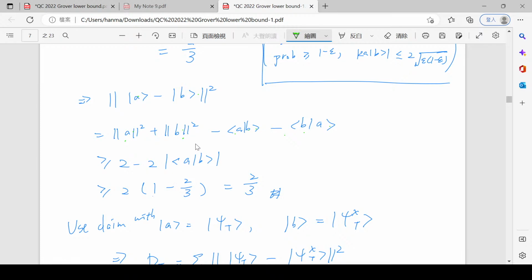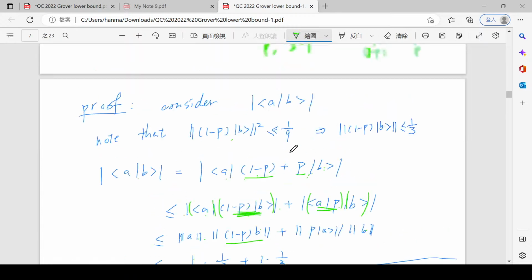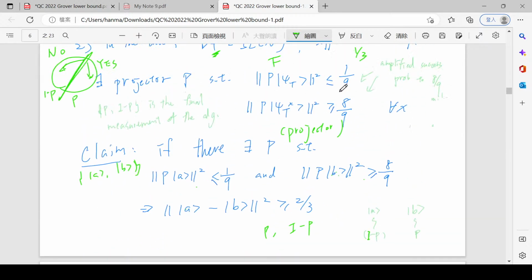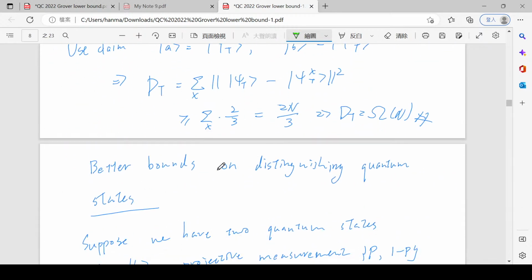Yeah. So this is equal to 2 times 1 minus AB. And this part is at least 2/3. So the whole thing is at least 2 times 1/3, so at least 2/3. Okay. So this is a very crude estimate. So that's why we need to amplify this to 1/9 and 1/8.